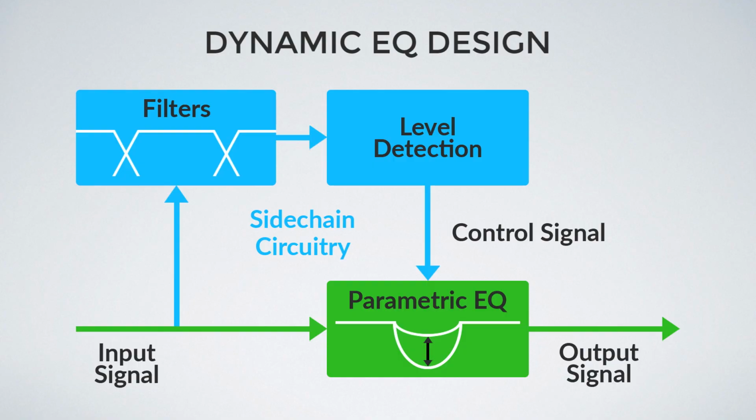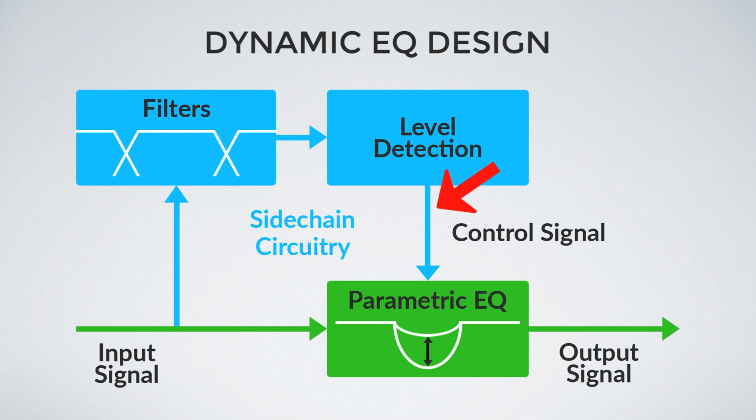A dynamic EQ runs the input signal through a parametric EQ. This parametric EQ is manipulated by a control signal coming from its sidechain circuitry. The dynamic EQ's input signal is used as a sidechain input and split using filters. Each signal is run through a level detection circuit component that reacts based on the threshold, attack, and release that you've set. If the input signal has triggered the level detection component, a control signal is produced that tells the parametric EQ how to behave.